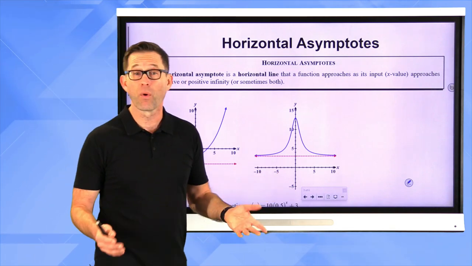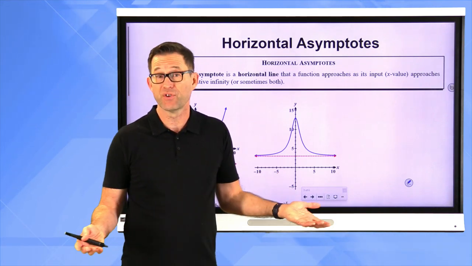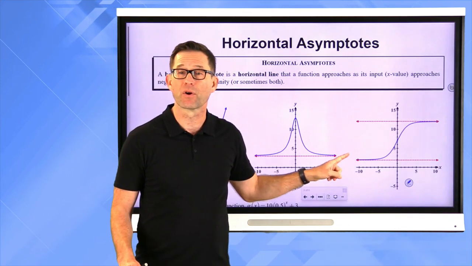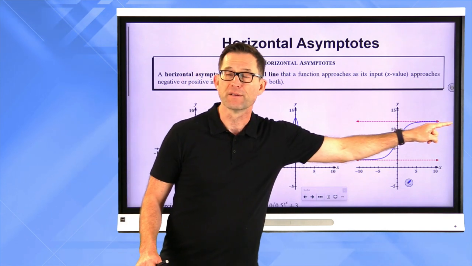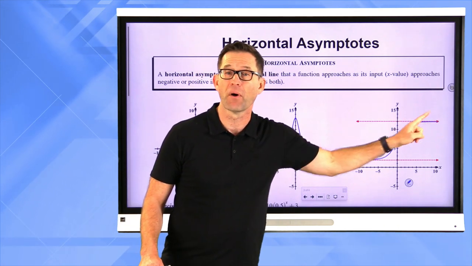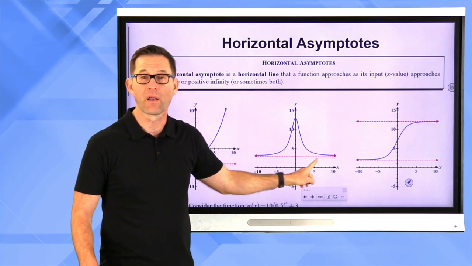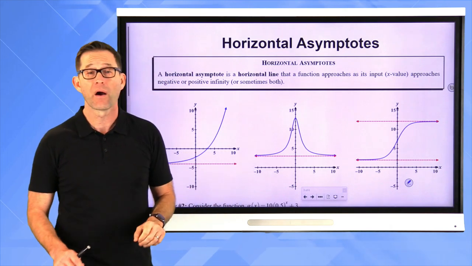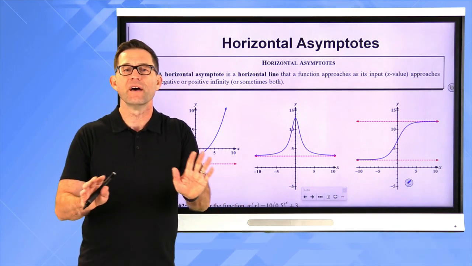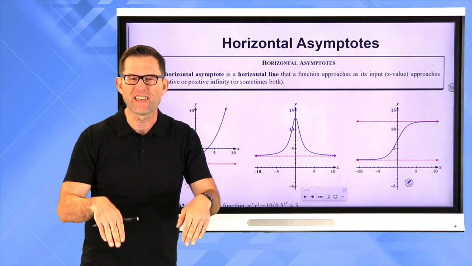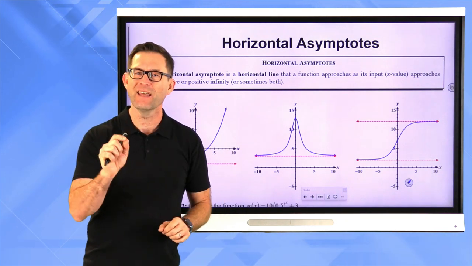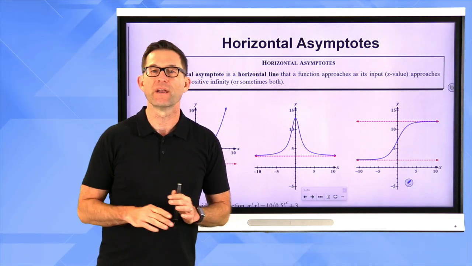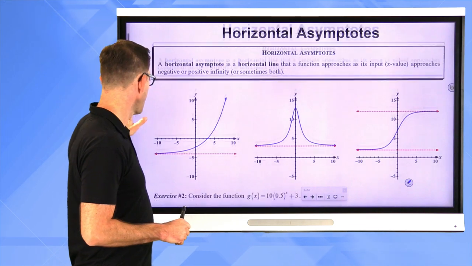And you can even have more than one horizontal asymptote. You can have two of them. You can't have more than two. But you can have two of them, and here's a good example of a curve, an almost S-shaped curve that is approaching one horizontal line as x goes to positive infinity and a different horizontal line as x goes to negative infinity. So it's got two horizontal asymptotes. All a horizontal asymptote is, is a horizontal line that the function is getting very close to as x either gets very large in a positive direction or very large in a negative direction. Wow, that was a lot.